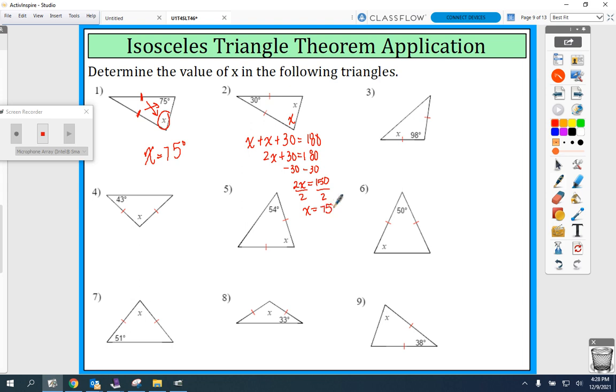is 75 degrees. Okay? So I'd like you to go ahead and try number 3, number 4, number 5, and number 6. Actually, I think most of these you should be able to do pretty easily. You're either going to be subtracting the known angle and dividing by 2, or you're going to be setting it congruent to the angle that you know. So you can go ahead and get started on that.